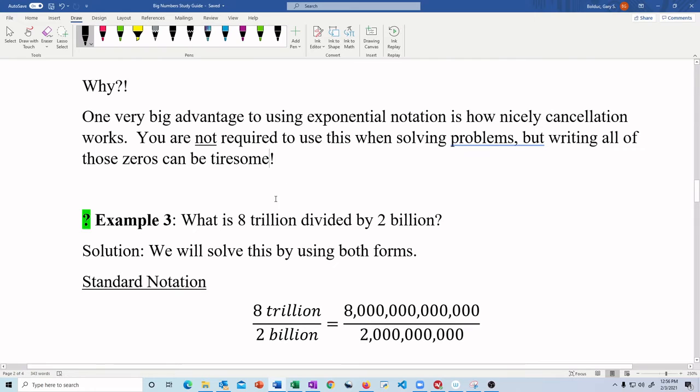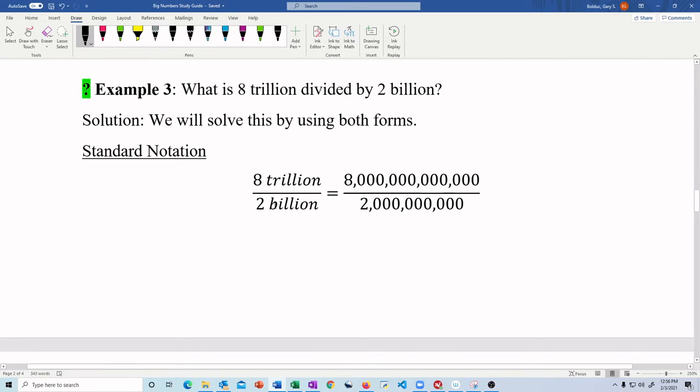So let's do this 2 ways. So, standard notation. I've kind of started this off for you. 8 trillion divided by 2 billion. So I wrote it out with all the zeros. And so you could type this into the calculator.